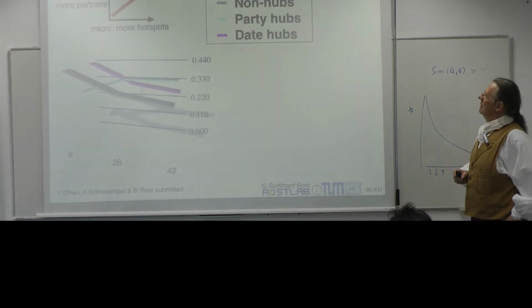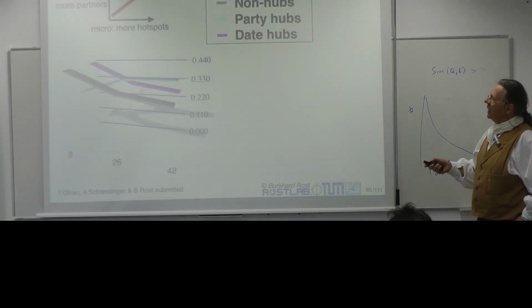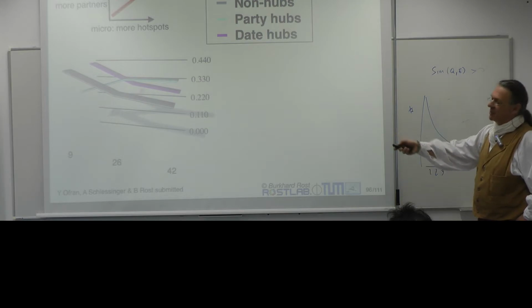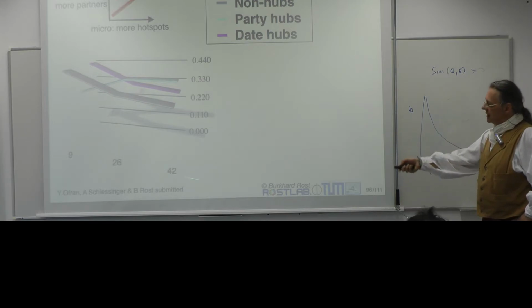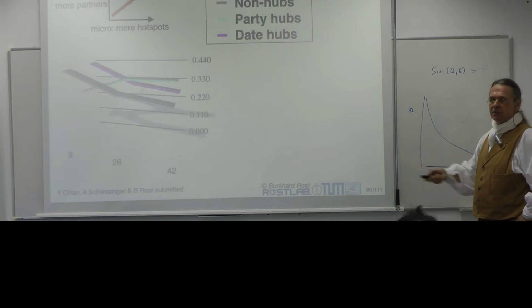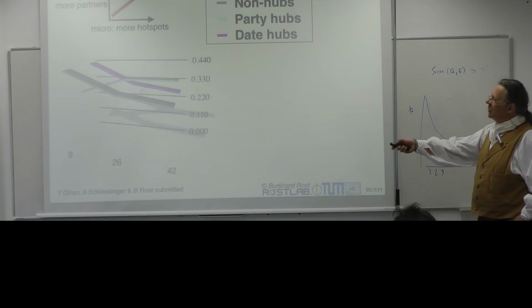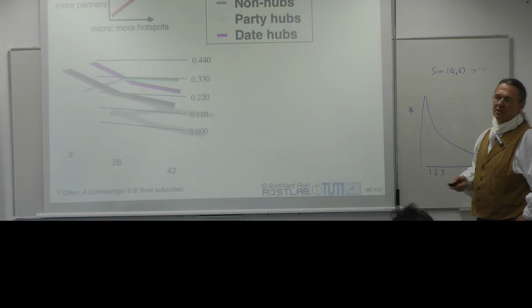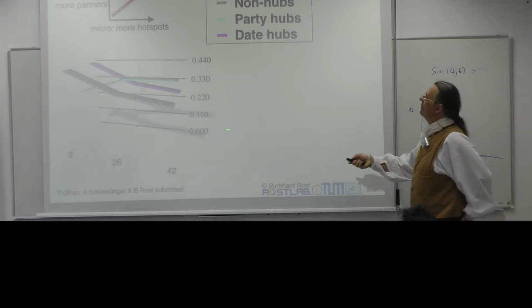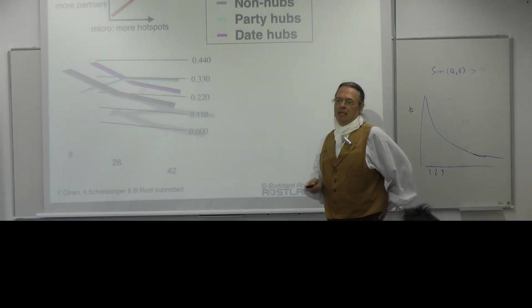Now, here is what we see. We're looking at non-hubs in the front and date hubs. And essentially, this is the number of binding sites you see. And you do see that the party hubs look very different from non-hubs and date hubs.